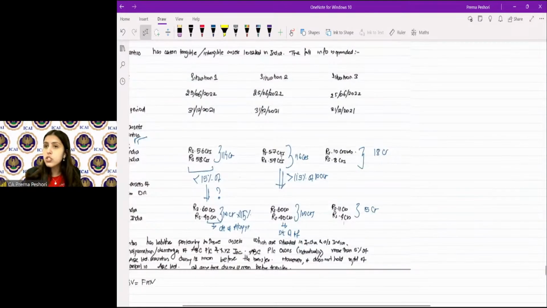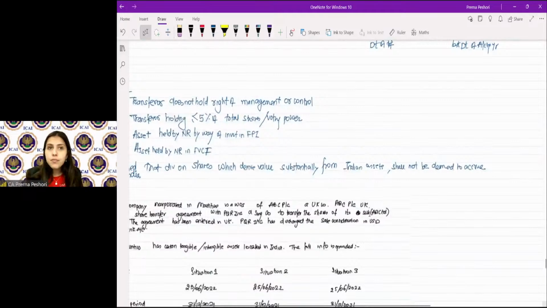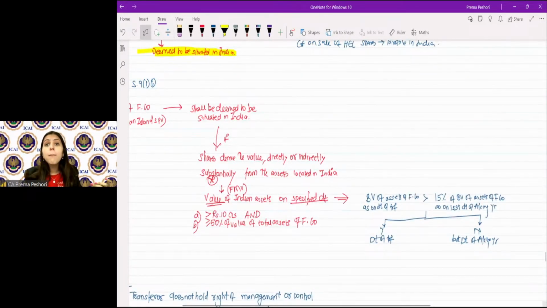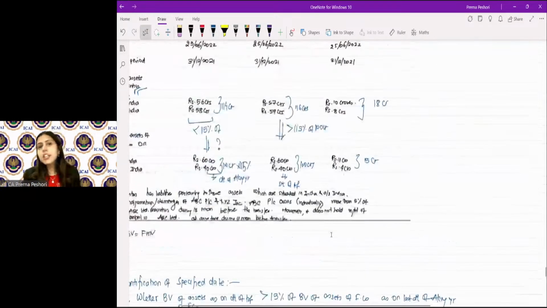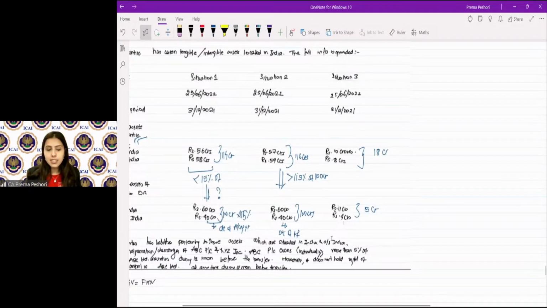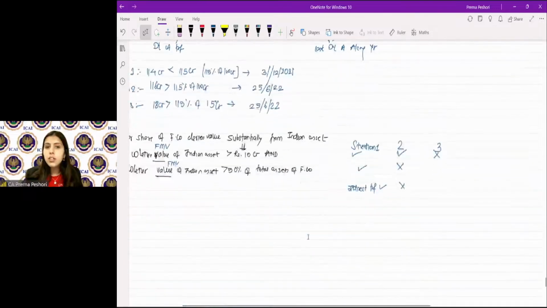In situation 3, again you look at only the specified date, which is the date of transfer. What we had written is that the value of the Indian assets should be more than rupees 10 crores. It should exceed 10 crores. In this case, it is equal to 10 crores. I have not written greater than or equal to 10 crores. I have just written greater than 10 crores. Are we clear, students? So this condition will not be satisfied. So the second condition we will not even look at, even if it is satisfied. So this will not attract indirect transfer.